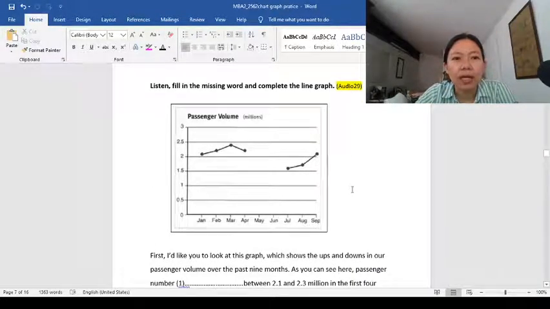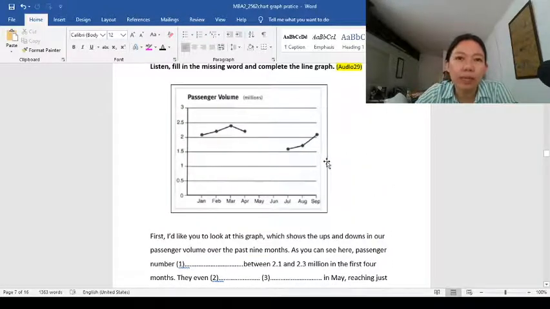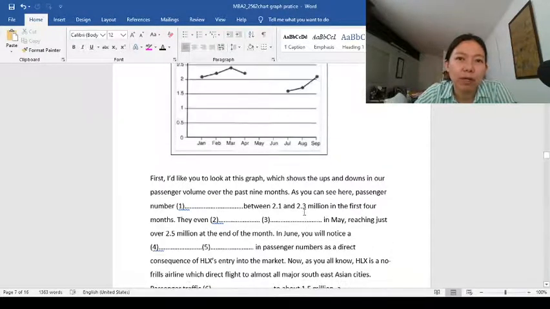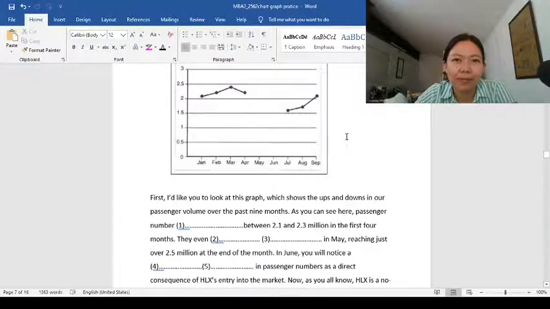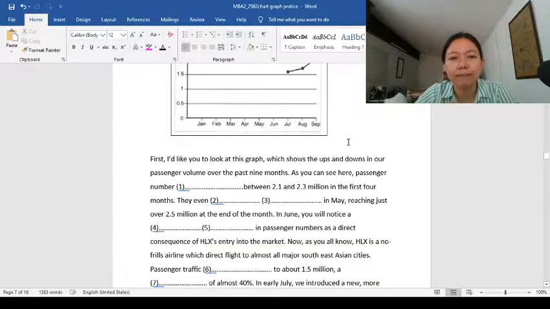Next is the listening exercise with audio 29. I will attach all the audio files to your emails, okay? Here, what I'd like you to do now is fill in the missing words from the audio. And then after you fill in everything, look at the line graph again. This line graph is missing something. So use the information from here and then fill in the line graph, okay? You can listen as many times as you like, okay?